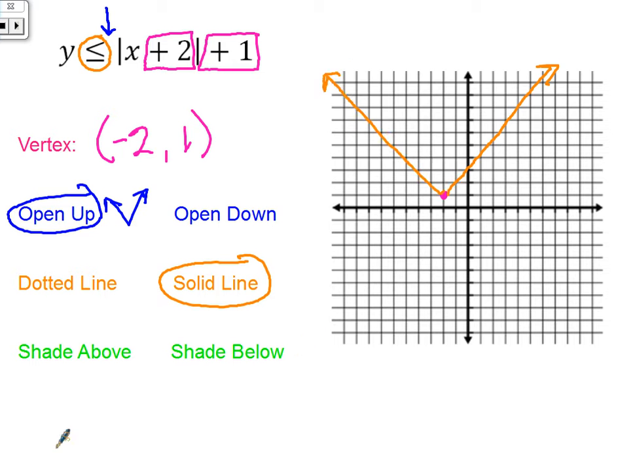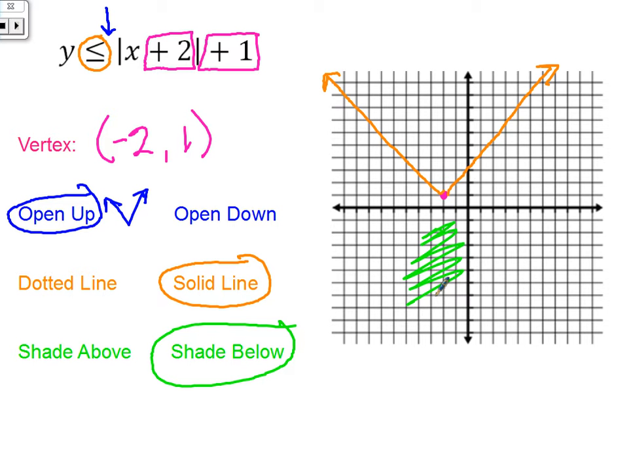And lastly, we need to figure out how to shade. Since our y values have to be less than or equal to our absolute value inequality, we're going to shade below where all the y values get smaller. I usually start at the vertex of my absolute value graph in order to figure out where above and below actually means. Starting at the vertex, going below is just straight underneath it.